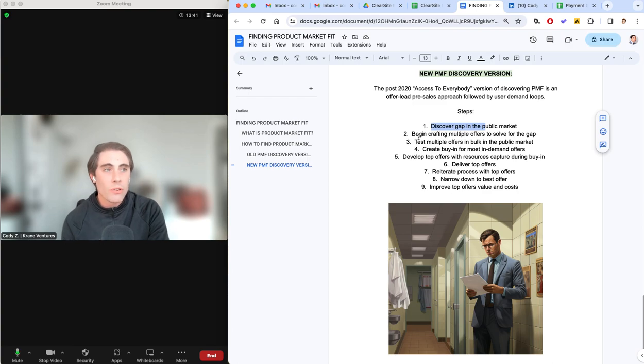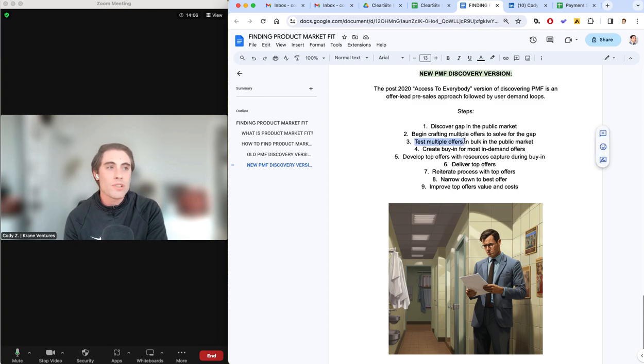But what he begins to do is he begins to craft up multiple different offers, multiple different solutions, multiple different ideas around a product to solve for this gap in the market. He has not yet started building anything. He has not yet started buying equipment or hiring developers or getting a website built. All he's going to do is start crafting multiple offers.